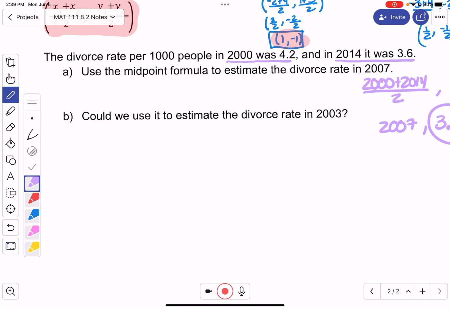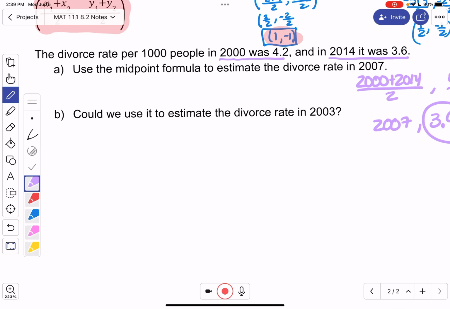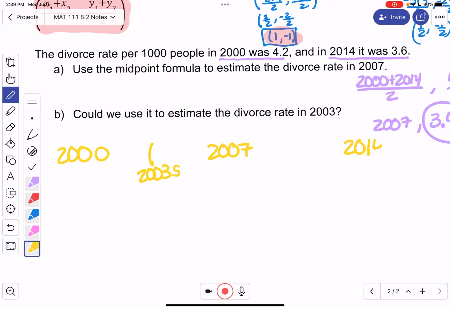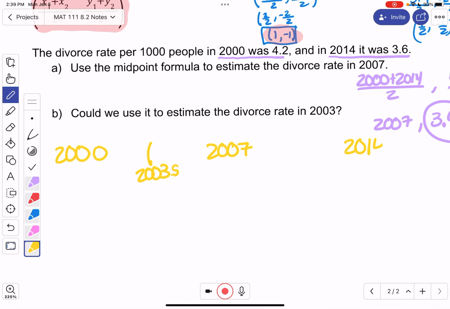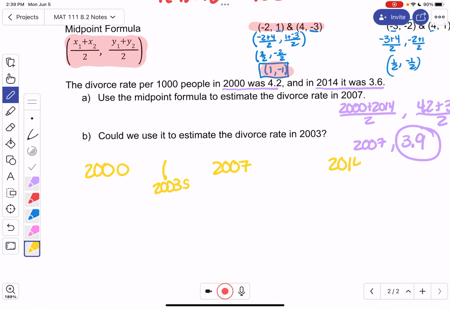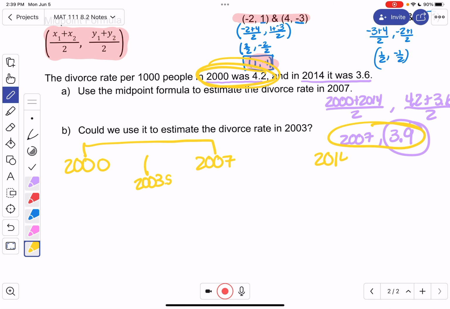Could we use the midpoint formula to estimate the divorce rate in 2003? Well, let's see. We have 2000. Then we said 2007 was in the middle. Then we said 2014 was here. So 2003 would fall somewhere in here. And the exact midpoint would be 3.5, which is still 2003. So yes, we could use the midpoint formula, but now we're finding the midpoint between those two. So we would use the 2000 information and the one we just found to get that midpoint. It's just a way to think about how you could get it.